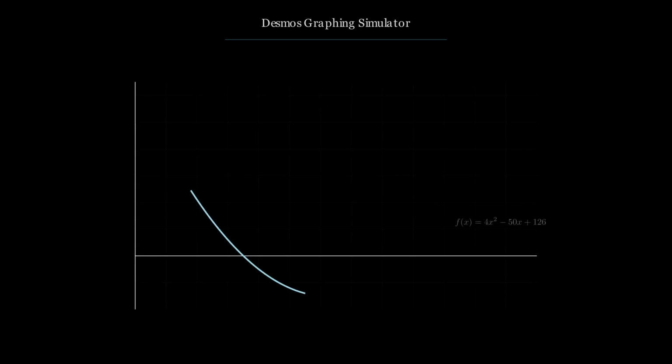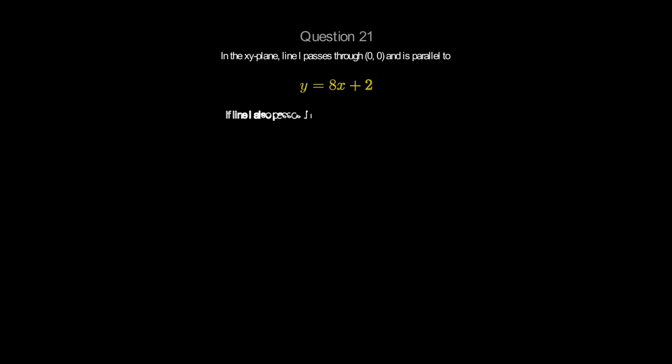Now let's verify this on the graph. Here is our quadratic curve. Let's track the coordinates along the path. The point moves down until it reaches the absolute lowest position. Right here at the vertex, if we look straight down to the x-axis, it hits exactly at 6.25. The result is perfectly confirmed. Let's move on to question 21.